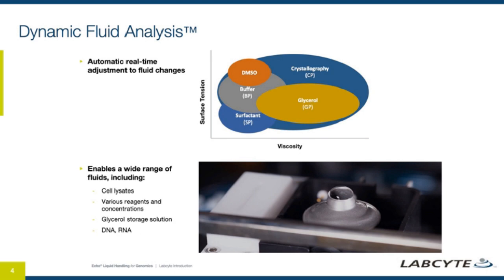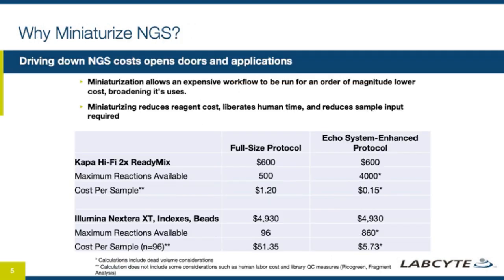Okay, so that's the intro, and now I'm going to go into miniaturizing next-generation sequencing. Here we're asking, why miniaturized NGS? Because miniaturization allows for an expensive workflow to be run at an order of magnitude lower cost, thus broadening its uses. By miniaturizing, we're reducing the reagent costs, reducing the amount of sample input required, as well as liberating human time. Here you'll see in this chart, we have a couple examples of a full-size protocol as well as an Echo system enhanced protocol, which is for the most part miniaturization.